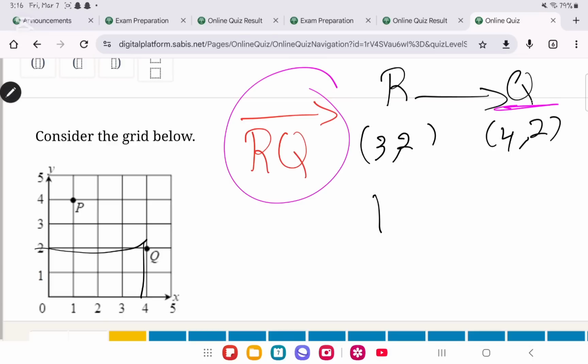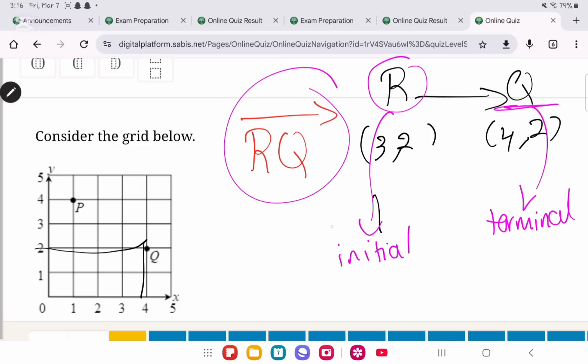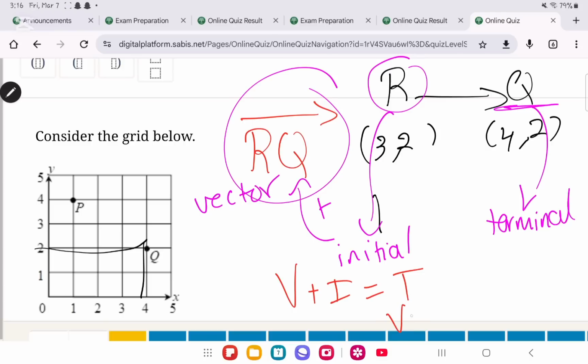What we knew from the previous question is that if I wanted to find the last point, or the terminal point, what we would have to do is add the initial point, which is R, to our vector. But now, since we need to find the vector and we are given the terminal, very simply we will change the equation. If vector plus initial equals terminal, and you have initial and terminal and need to find the vector, then vector is equal to terminal minus initial.